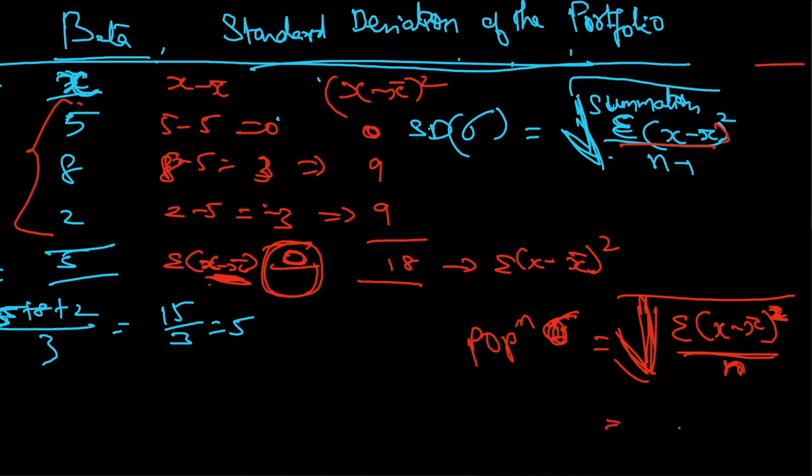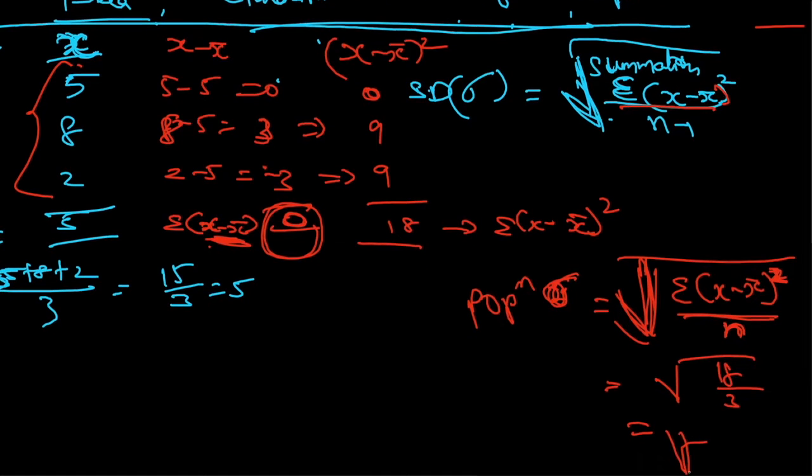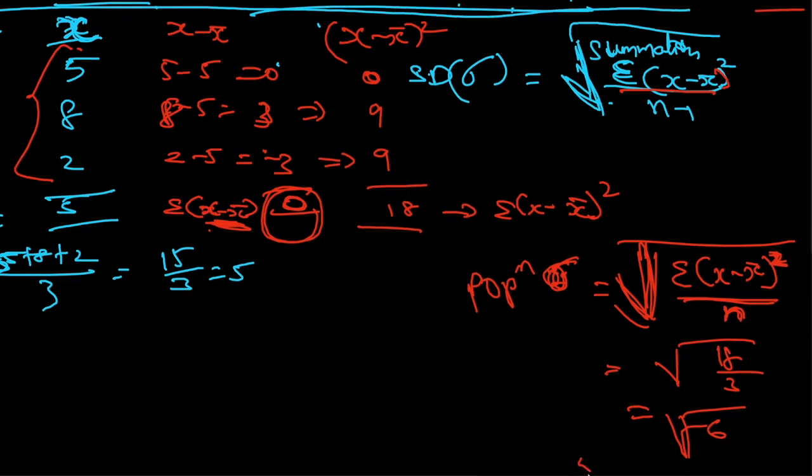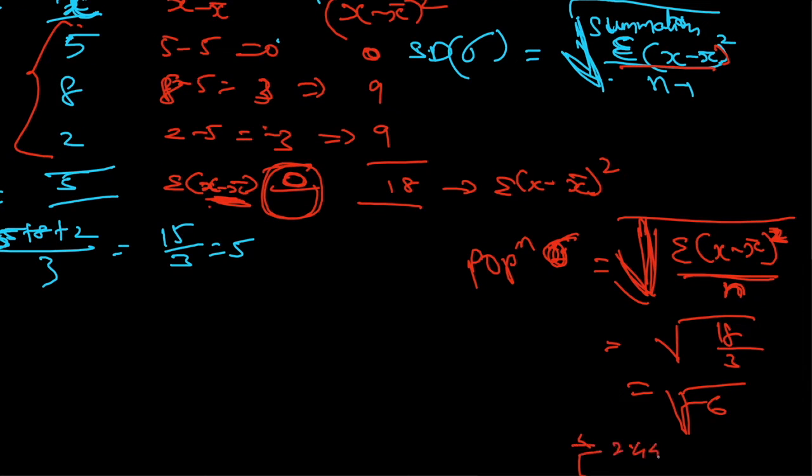So the population standard deviation will be the root of summation of (x minus x bar) squared, which is 18, divided by 3. So that will come to root of 6. Root of 6 for me will be 2.449. So this is the answer, 2.449. This is the population standard deviation.